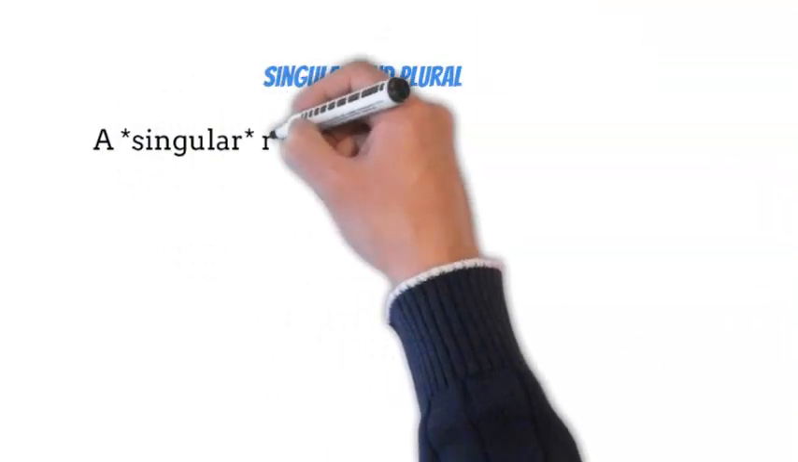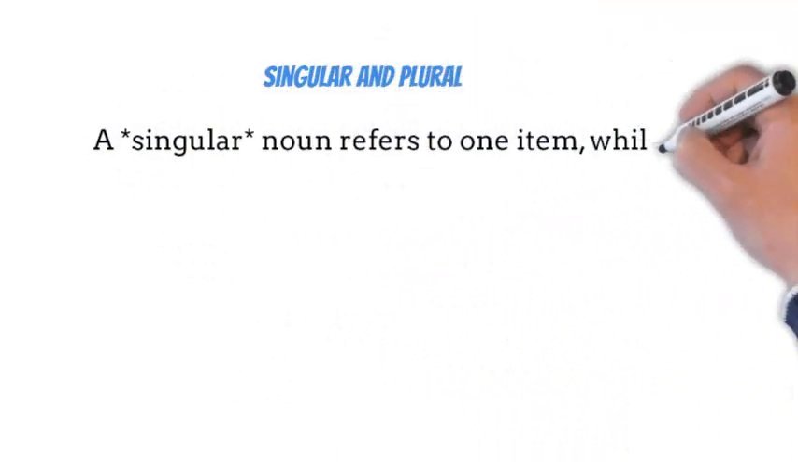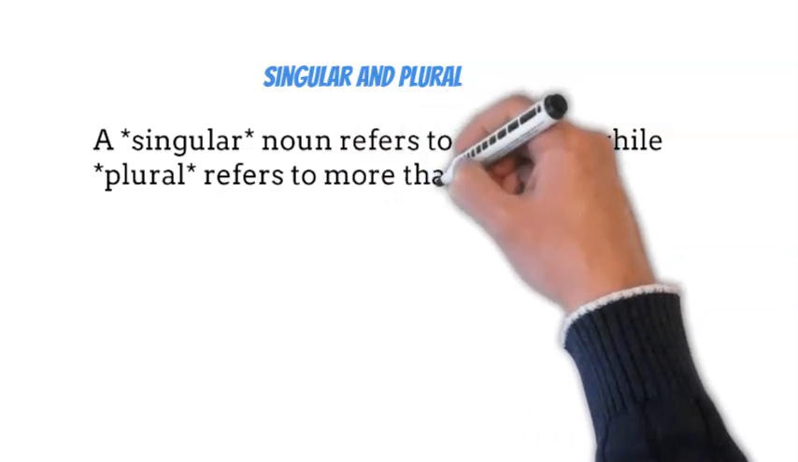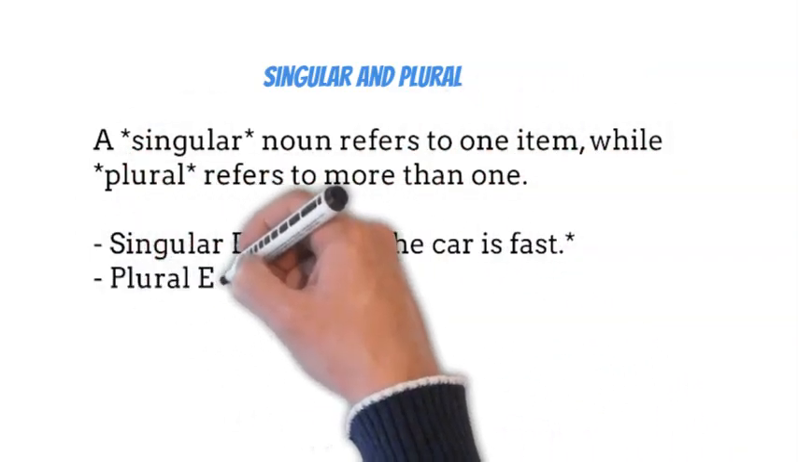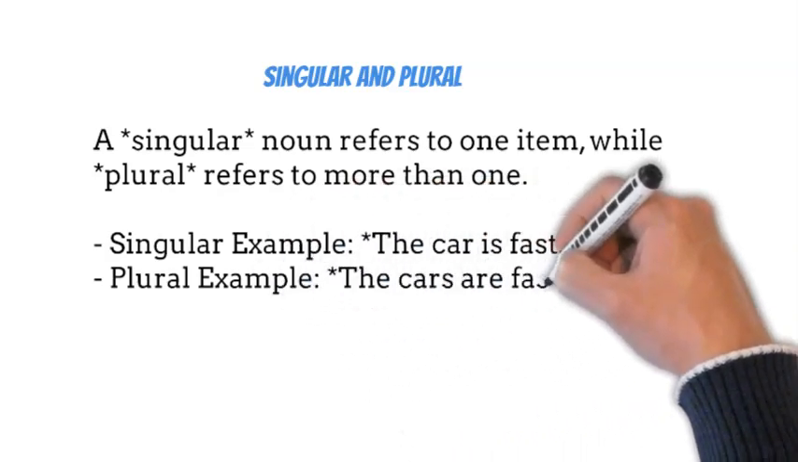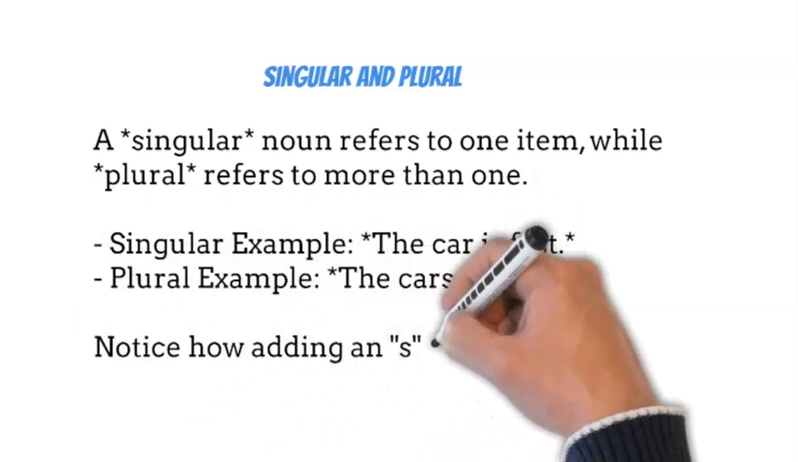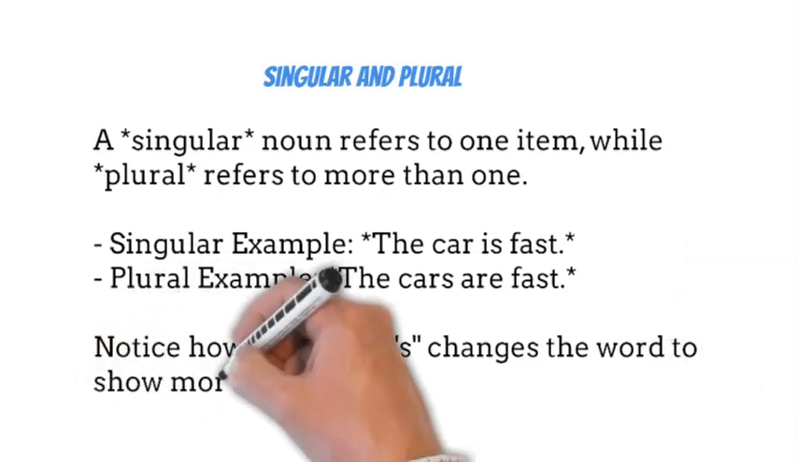Singular and plural. A singular noun refers to one item, while plural refers to more than one. Singular example, the car is fast. Plural example, the cars are fast. Notice how adding an S changes the word to show more than one car.